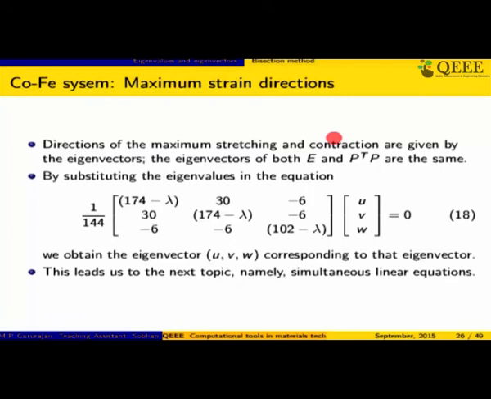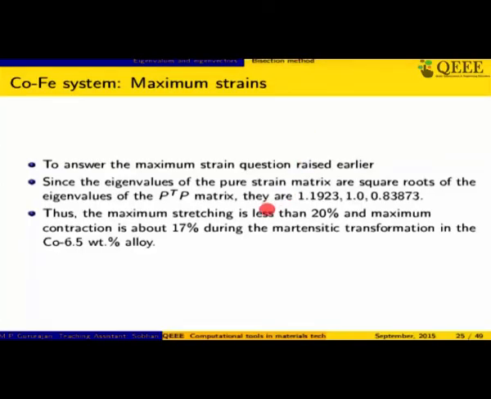Now, it is not sufficient to tell just the eigenvalues. We have found out that 20% or 17% will be the changes. By the way, how did I say that maximum stretching is less than 20% and maximum contraction is about 17%? I said that by looking at these numbers. 1 means that it is the same. 1.19 means 1 has become 1.19, so a 0.19 increase in 1. That is less than 20%, 19.2% or something.